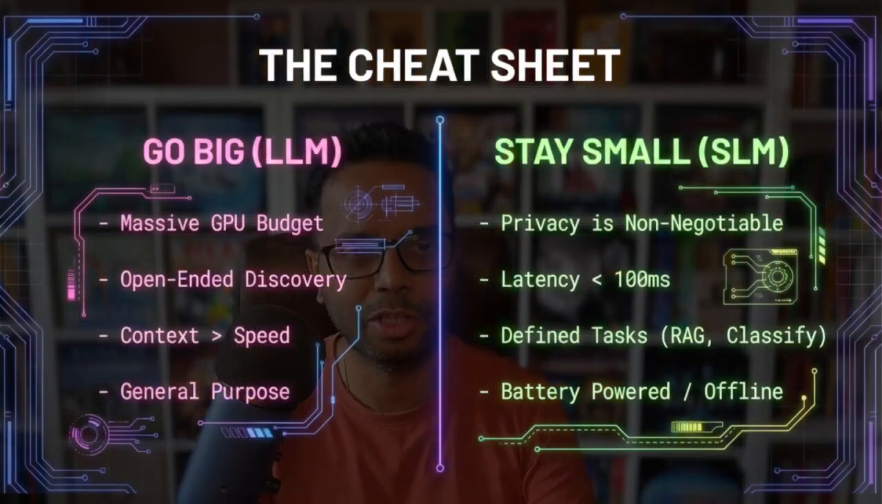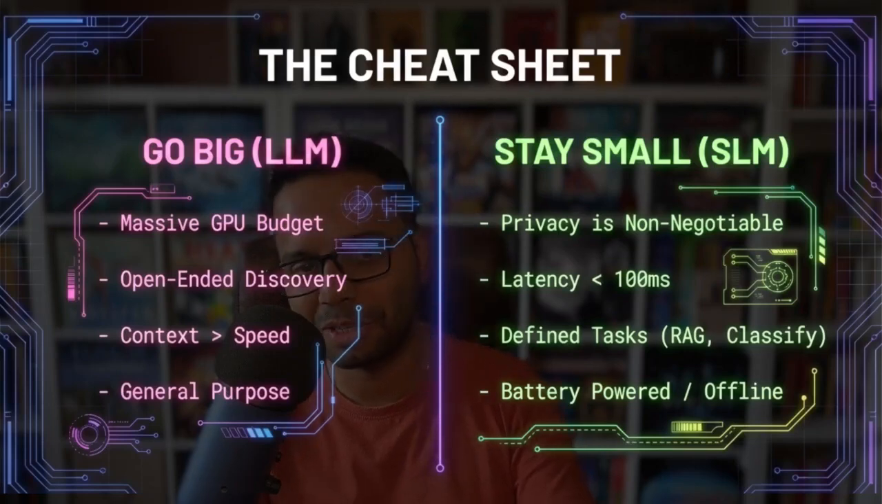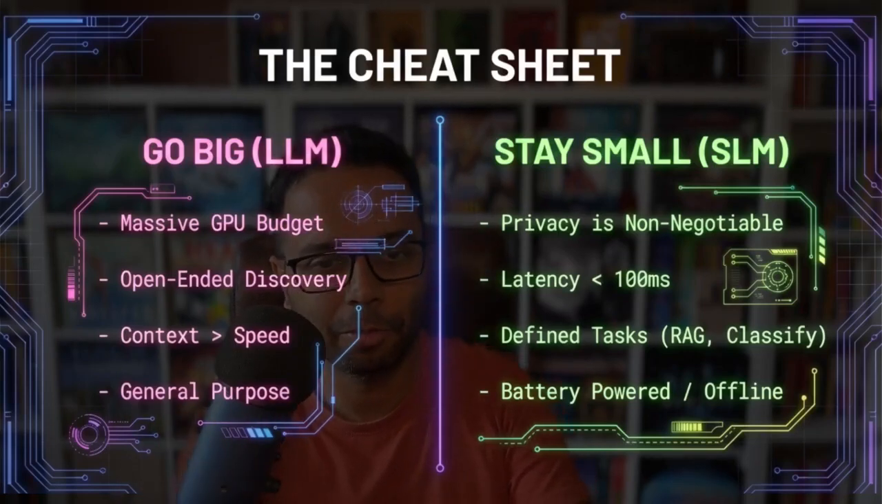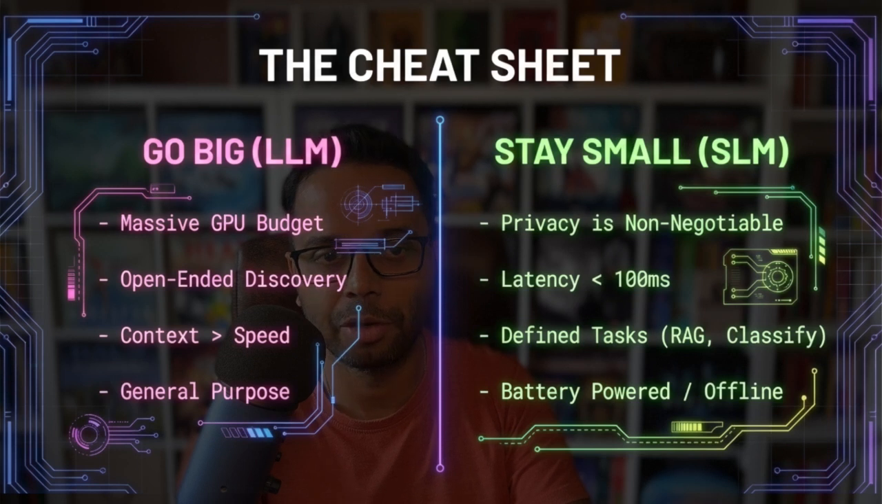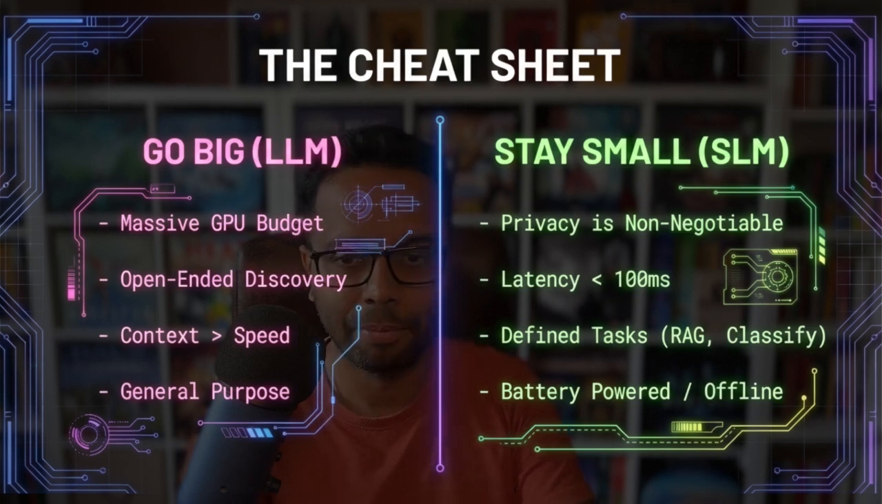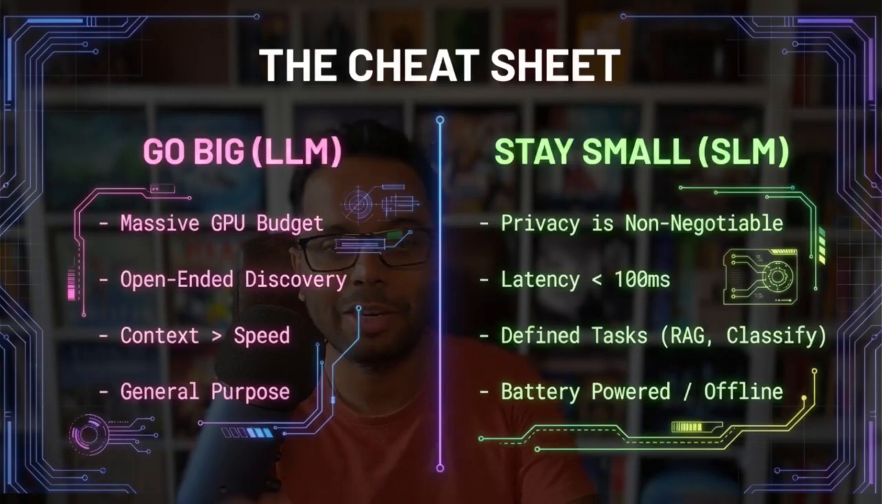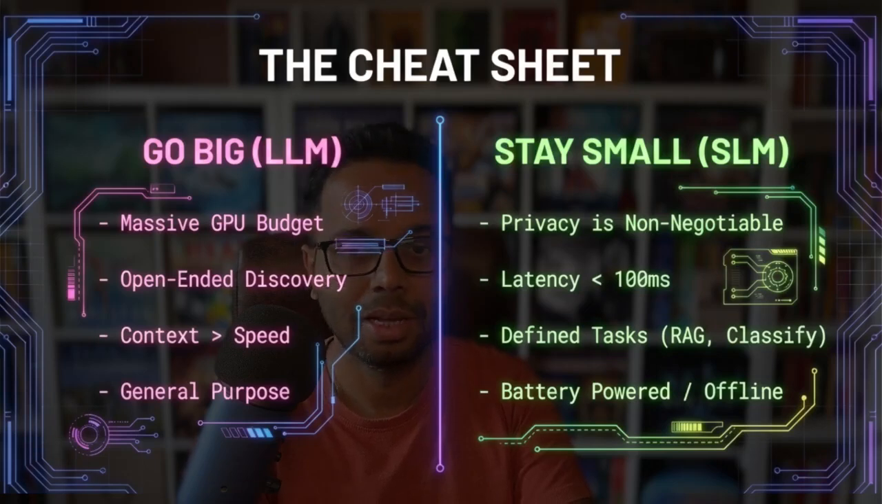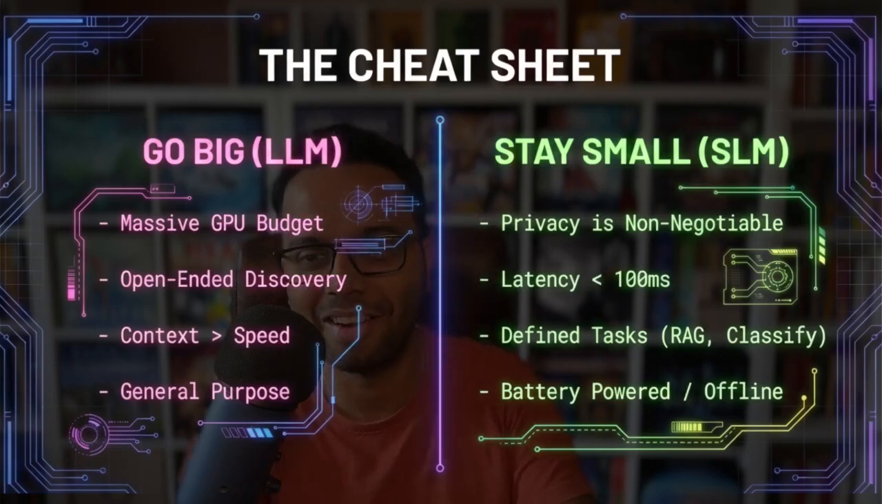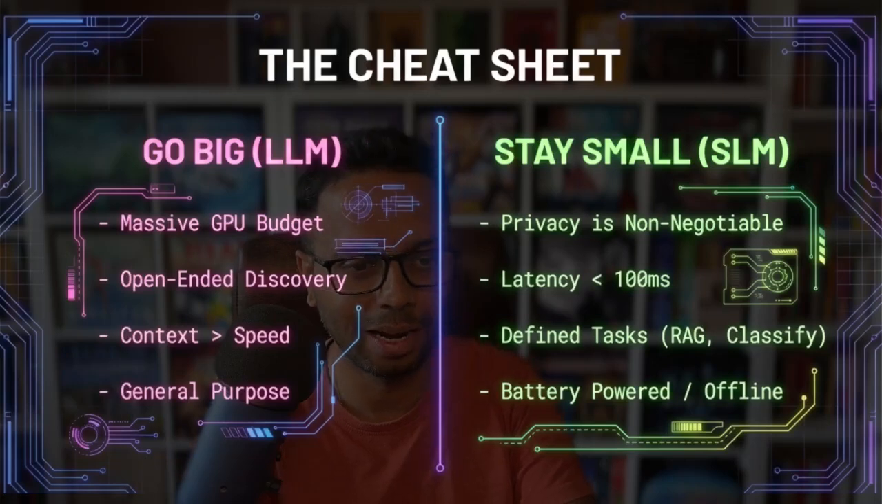So I think I have covered most of the things that I wanted to say in this video to get you started about small language models. And I just want to present you a cheat sheet again with when to go big and when to stay small. When you have a massive GPU budget and your complexity is higher for your use cases, you go for LLMs. When your privacy is non-negotiable, most of the time you go for SLMs. When you need open-ended discovery, use cases like drug discovery or something like that, definitely you have to use LLMs. But when you need latency of less than 100 milliseconds, obviously you have to go for small language models.